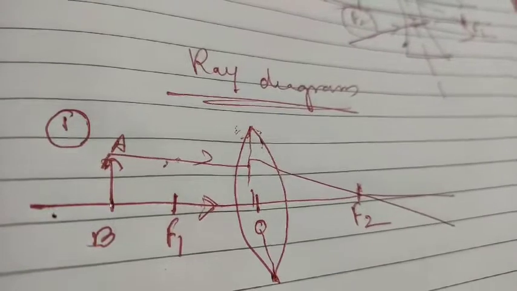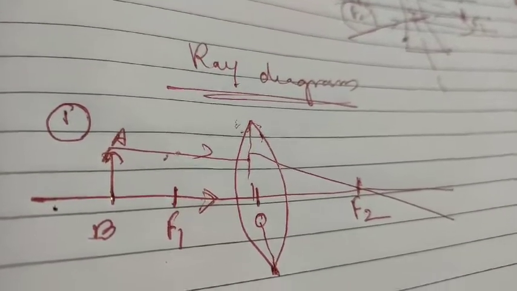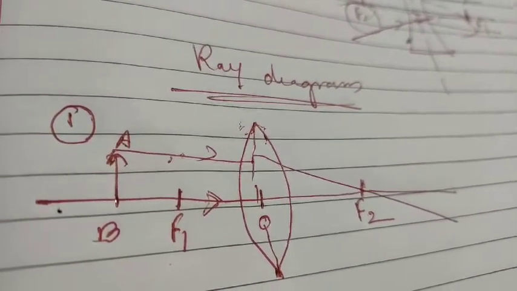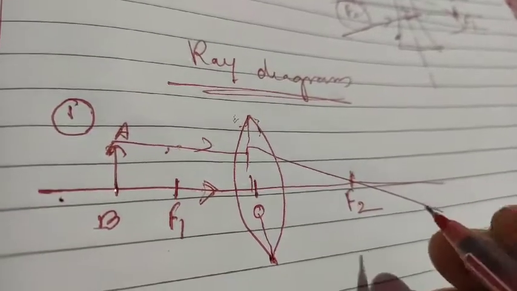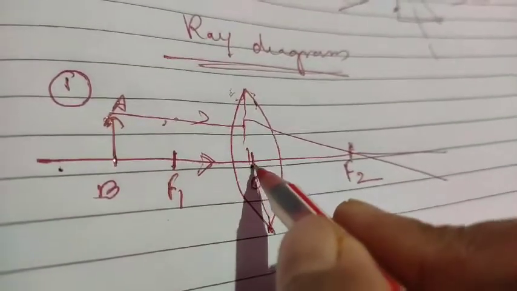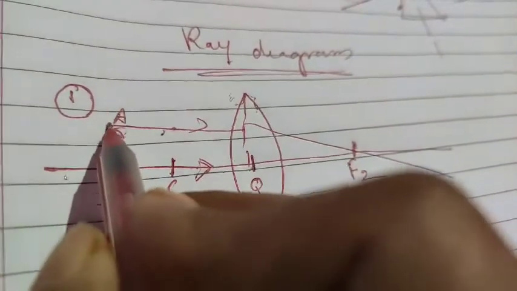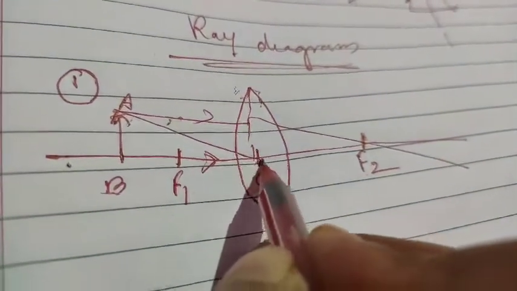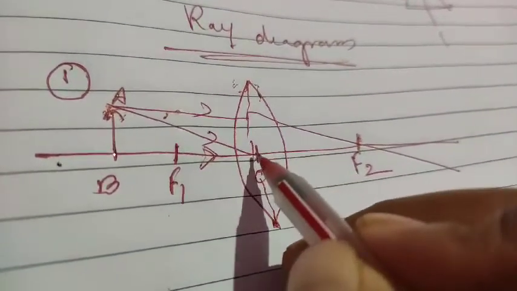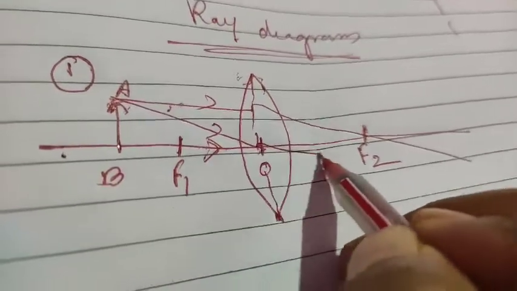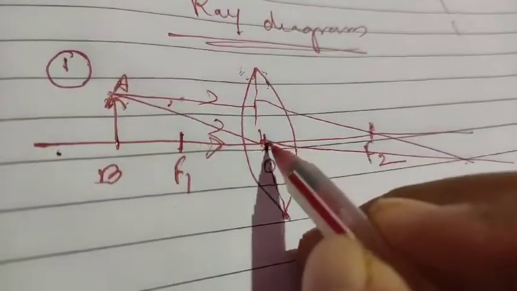Okay, otherwise it is difficult for you to create the image. So this is the first concept. Second, student, a ray which is coming from the optical center, without refraction it will pass, means it will move straight.